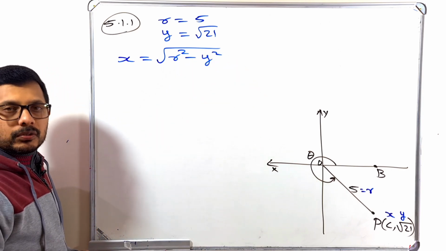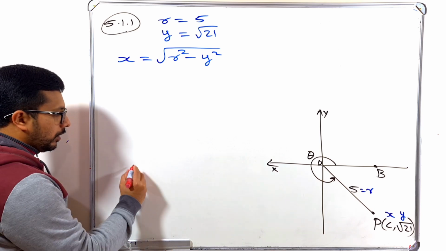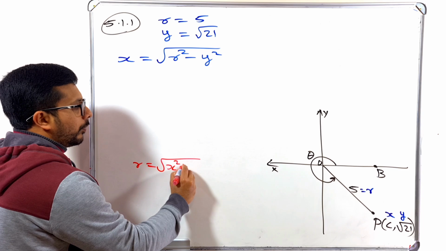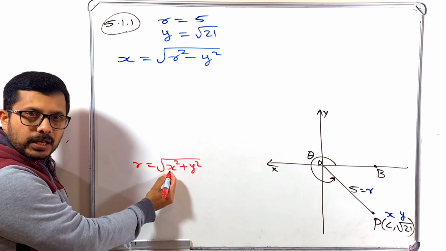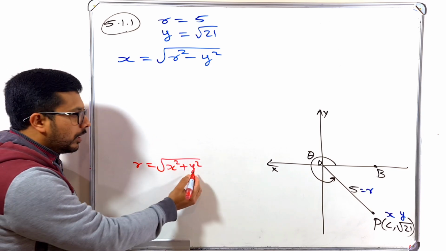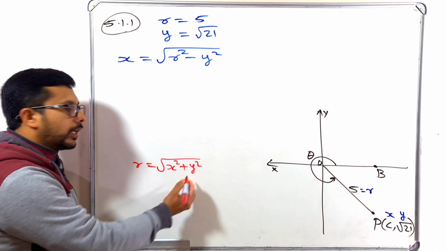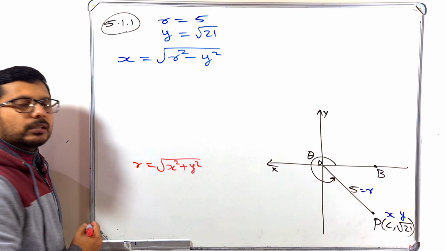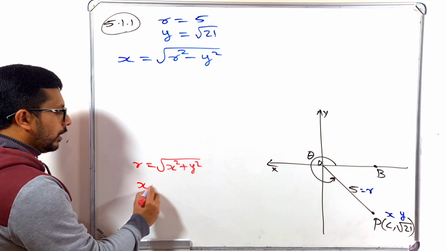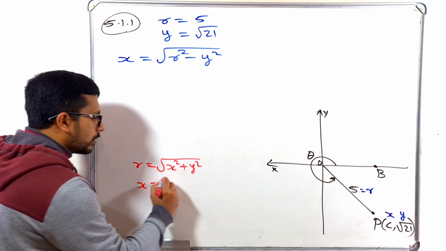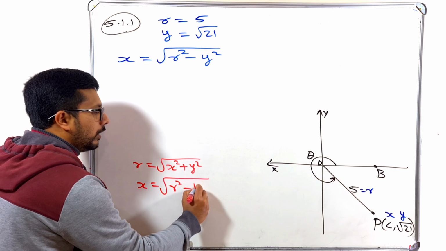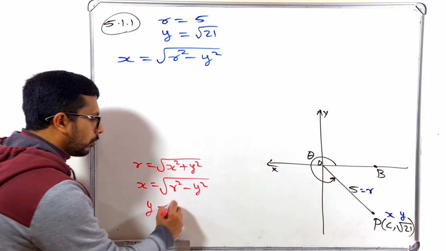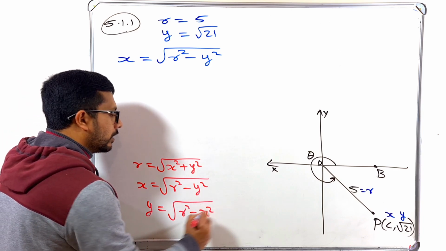What are the other formulas, in case you want to find R? Root of X square plus Y square. X stands for the adjacent side, Y stands for the opposite side, and R stands for the hypotenuse. So if you want to find R, you have to remember this formula. In case you want to find X, the formula is root of R square minus Y square. If you want to find Y, the formula is root of R square minus X square.